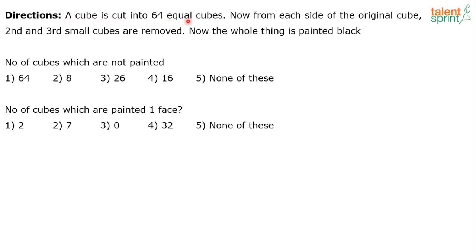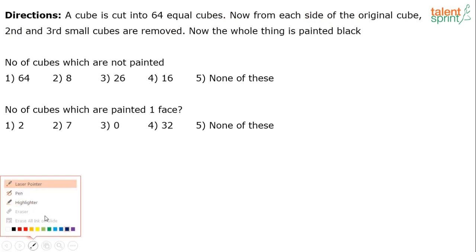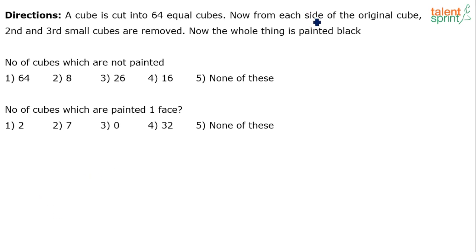A cube is initially cut into 64 equal cubes, 64 smaller cubes. Then from each side of the original cube, second and third small cubes are removed. Now you need to understand what is meant by side here. See, side here refers to edge. This side is nothing but edge. So from each edge of the original cube, second and third small cubes are removed.